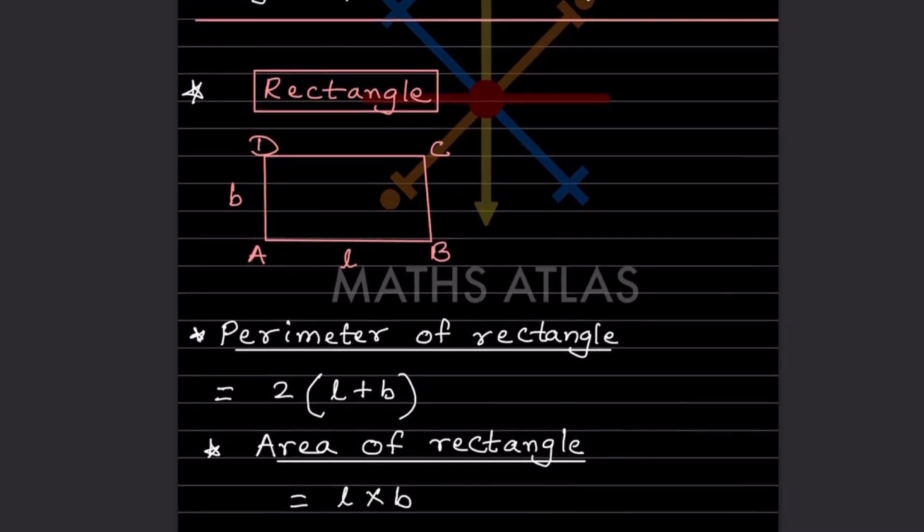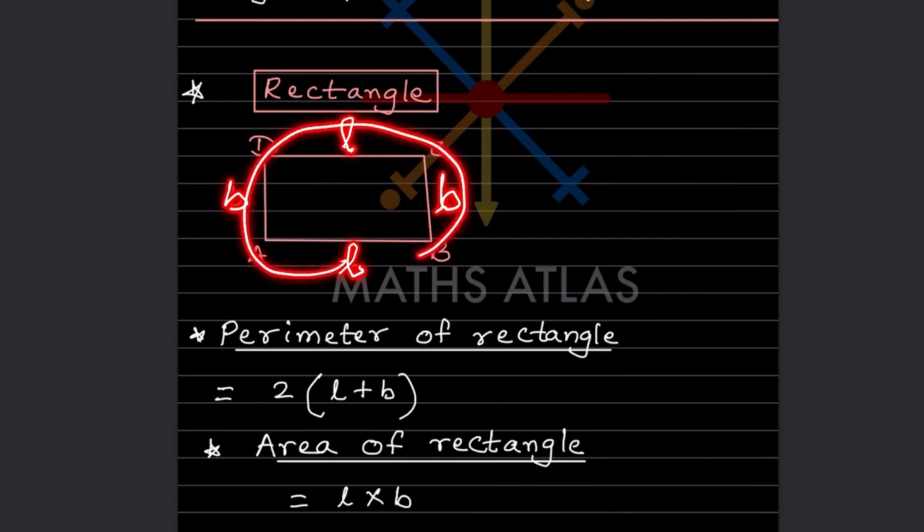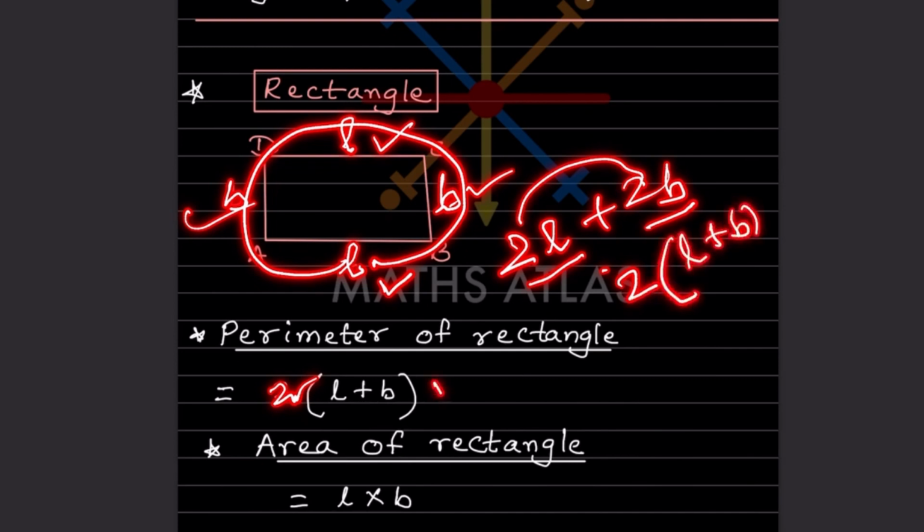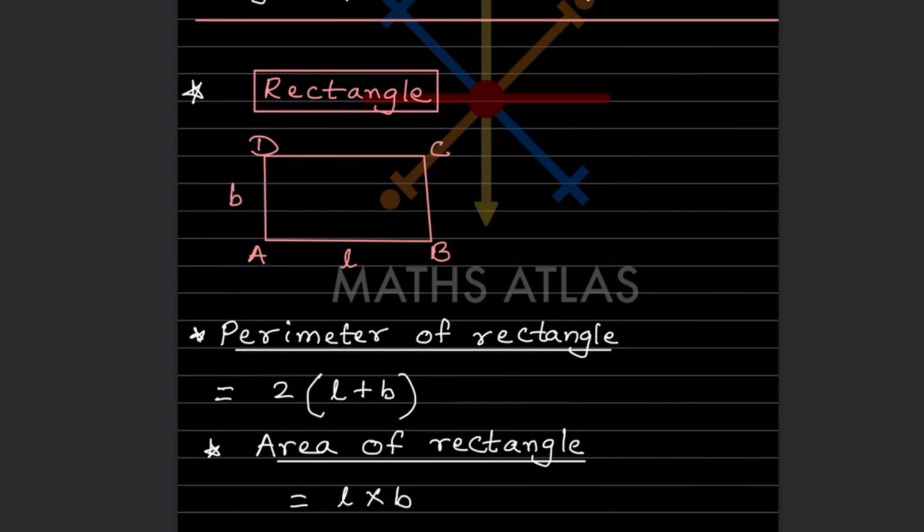Now for the rectangle. When we want the sum of it, what are you going to do? This is the length, so this also will be the length. This is the breadth, so this also will be the breadth. You are going to add it. So when you add all this, you get 2 times L, so you write 2L, and 2 times B, that is 2B. Taking the common factor 2 from these two terms, you write it only once, and it is L plus B. So this is the perimeter of a rectangle.